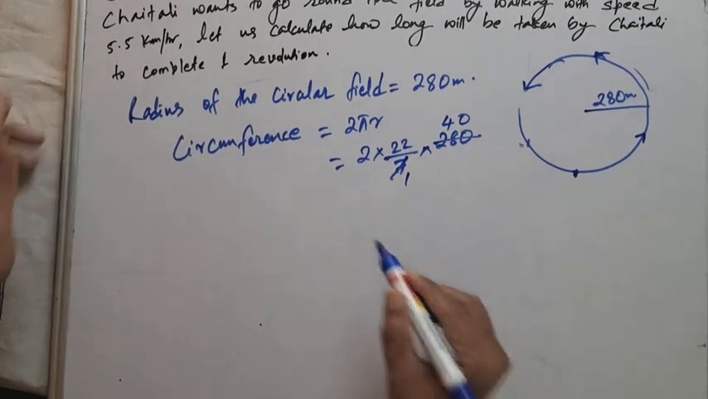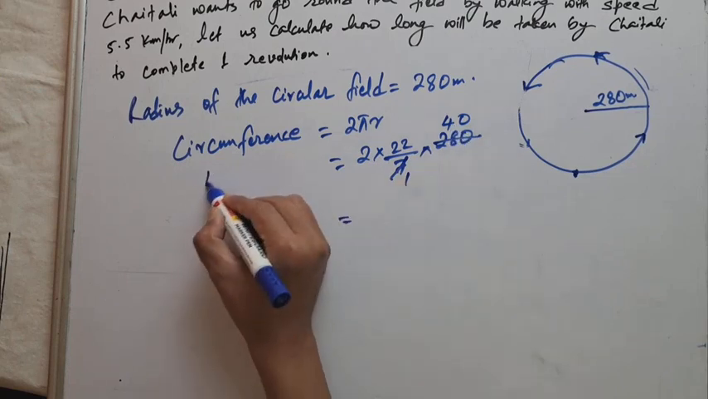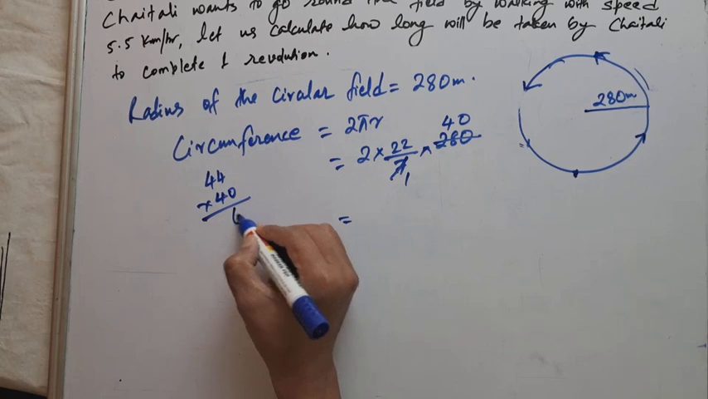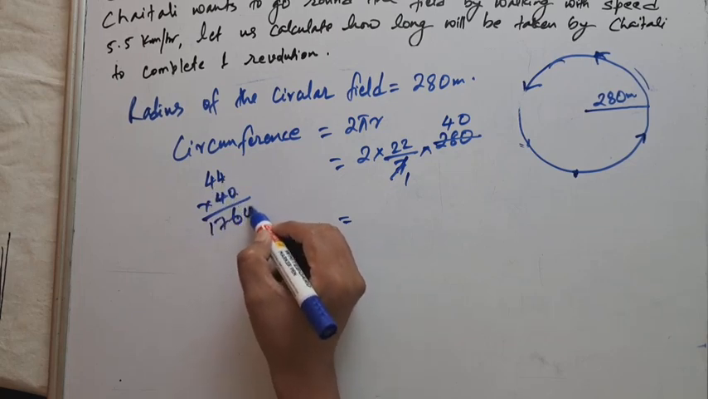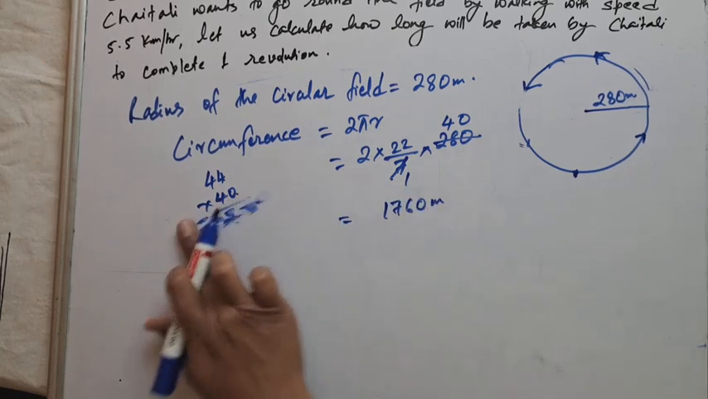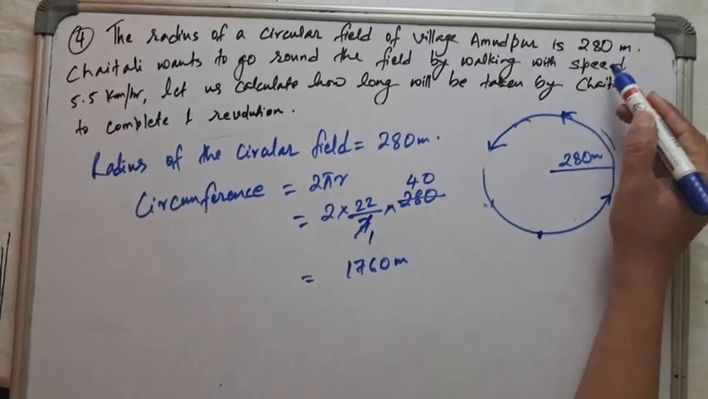So 2 into 22 is 44, 44 into 40. 4 4s are 16, 4 4s are 16, 4 4s are 16 plus 1 is 17. This 0 we write here, so 1760 meter. So we got the distance in meter, because the radius was given in meter, isn't it?